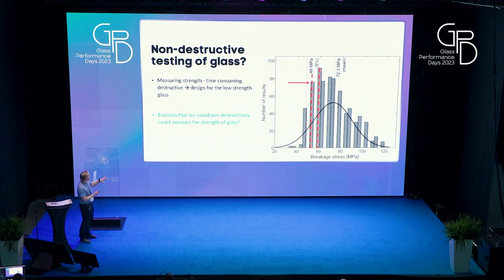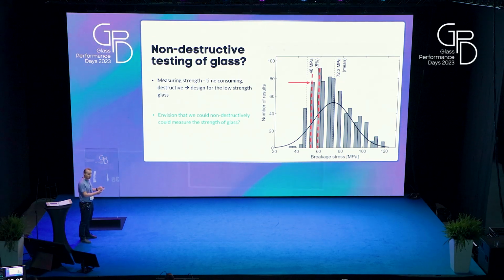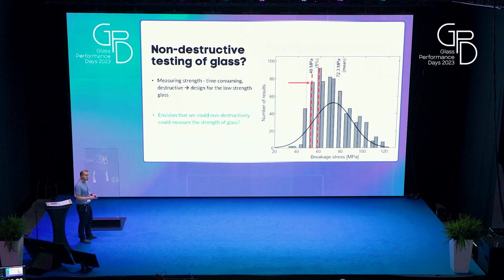And I think we could push the boundaries. We can basically sort out the low-strength glass and use it for something different. And then we can use the high-strength glass for those applications where we need it. And also, for example, expensive processing and so on. And then we won't crack so much glass as we need to do nowadays.